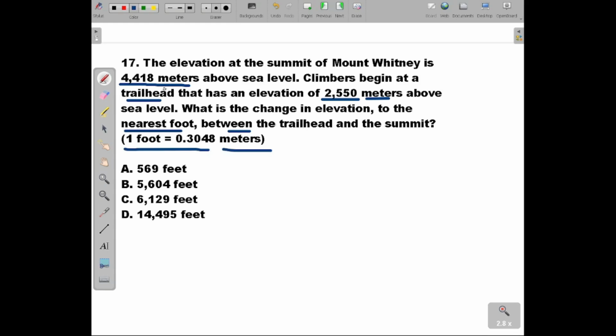So we have to convert meters to feet. So first we have a trailhead, and then we have the summit, which is on the top of Mount Whitney, and that's 4,418 meters. So first we have to find the difference between the meters, the highest number minus the lowest number.